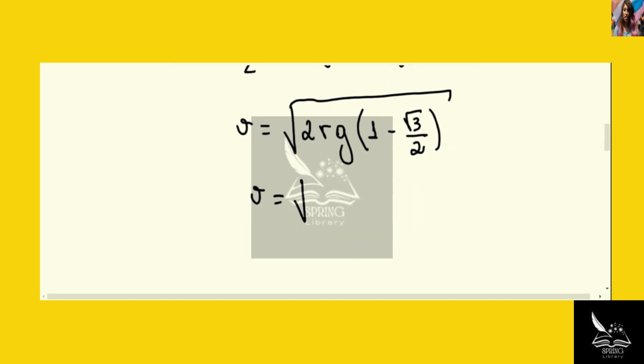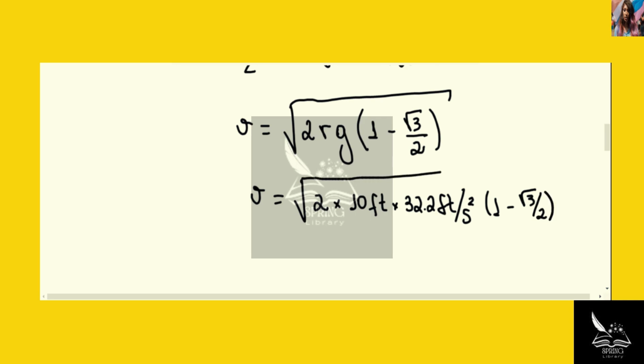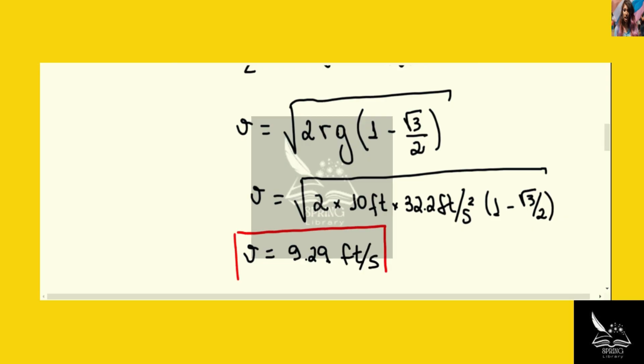So v is the square root of 2 times r, that's in feet, that's the radius of the trajectory, times 9.8 meters per, actually, let me write it in feet per second squared, so 32.2 feet per second squared, times 1 minus the square root of 3 over 2, and this is equal to 9.29 feet per second. Okay, this is the speed, and now we have to find the tension.